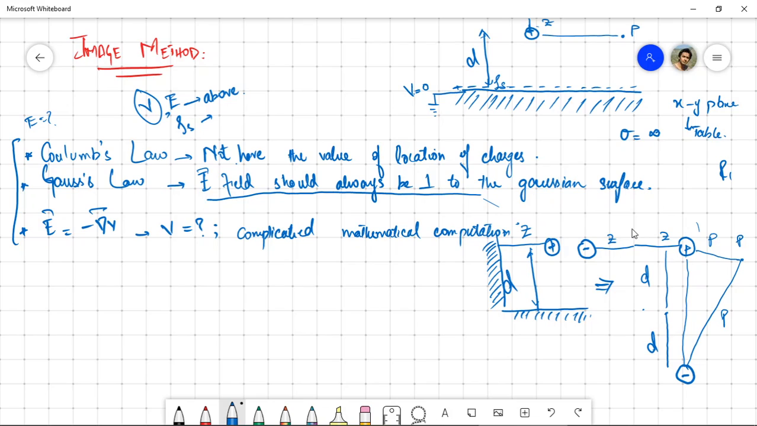So if you have these two planes, what you need to do is eliminate these two conductive planes by replacing them with an image of that charge. It doesn't matter how many planes there are. Okay, so the image method applies to charge distribution as well. Once the value of E is found, the charge distribution induced on the plate can be found from it.